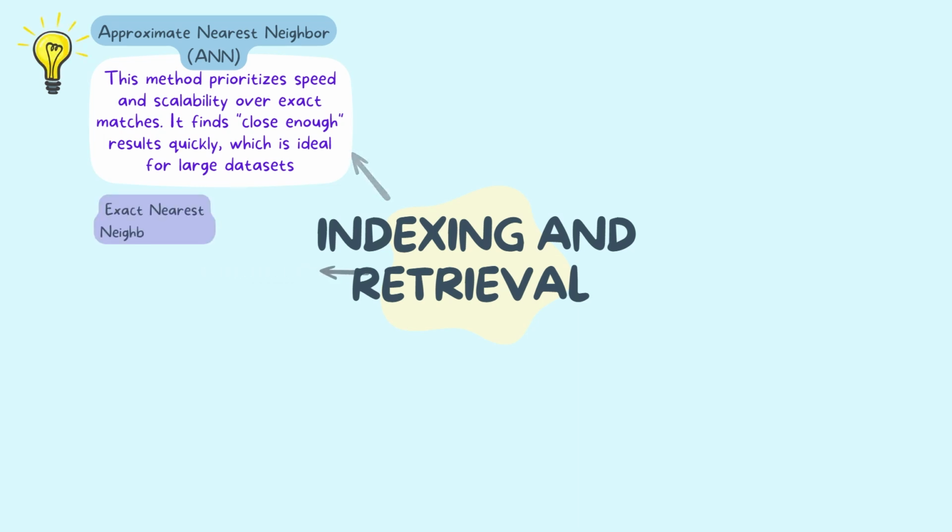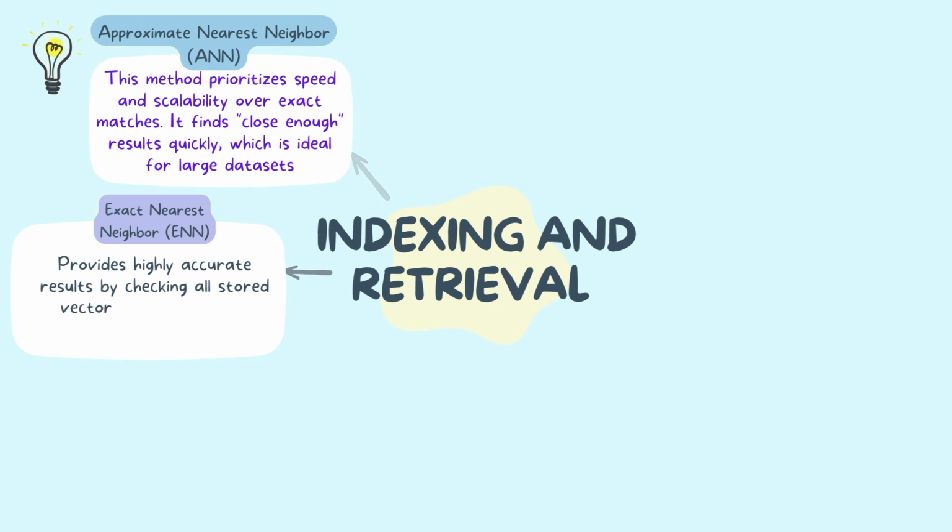Number 2, exact nearest neighbor, ENN. This is an algorithm, exact nearest neighbor. In another video, I want to show how this works and how to write the code and programming for this algorithm. It provides highly accurate results by checking all stored vectors, but it is slower, especially with large datasets.